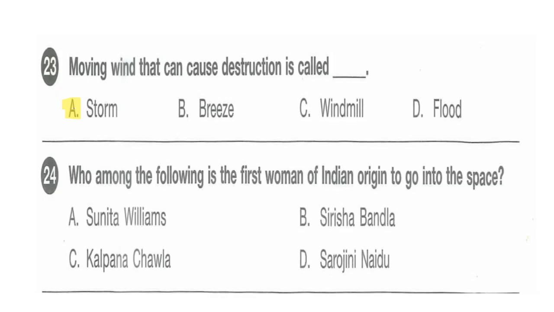Let's move on to the next question. Question number 24. Who among the following is the first woman of Indian origin to go into the space? A. Sunita Williams. B. Sirisha Bandla. C. Kalpana Chawla. And D. Sarojini Naidu. Kalpana Chawla is the first woman of Indian origin to go into the space. Answer is option C, which says Kalpana Chawla.